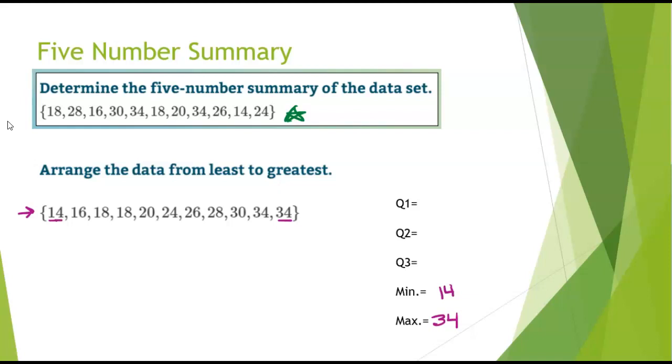But let's do some slashing to find Q2, the median. I want to find the median of the whole data set first. So I'm going to slash and slash and slash and slash and slash and slash. I'm getting close. Slash and slash. Slash and slash. Oh, look at that. The median, Q2, for the whole data set is 24. That's convenient. All right, so I'm going to keep those numbers there.